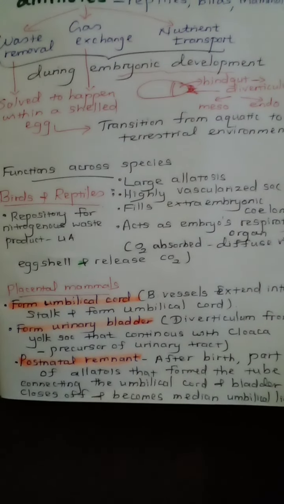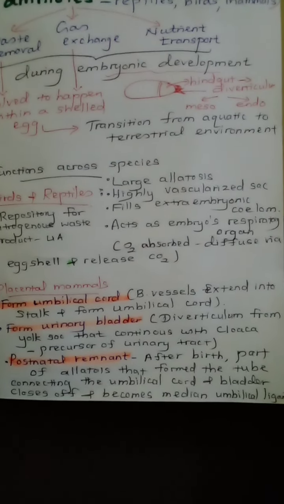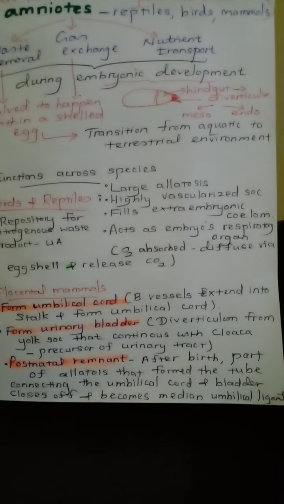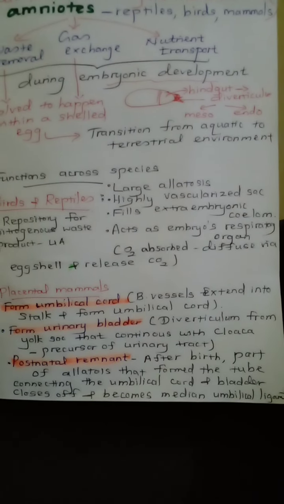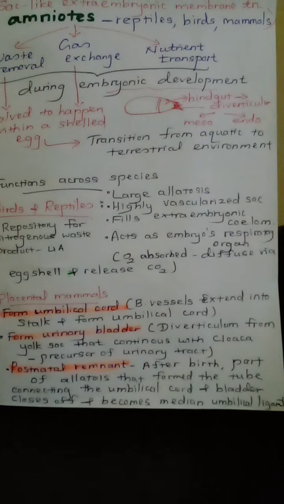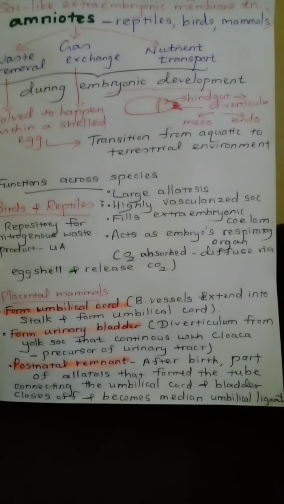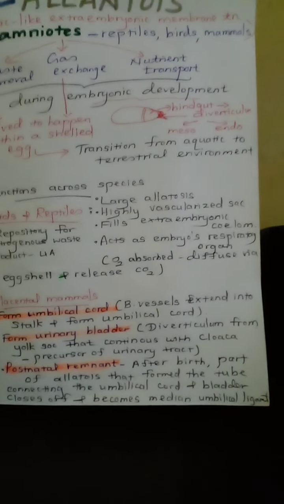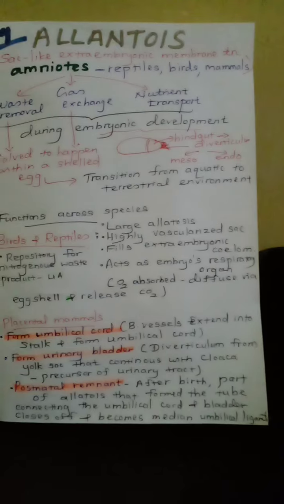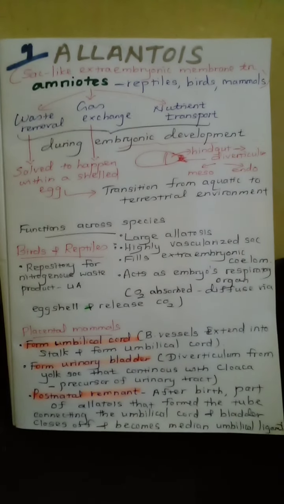So it forms the umbilical cord because of the blood vessels, and it forms the urinary bladder because of the diverticulum, and that continues with the cloaca, the precursor of the urinary tract. After birth, the umbilical cord of the bladder closes off, and this becomes the median umbilical ligament. So this is all about one of the ancient evolutionary structures, allantois.